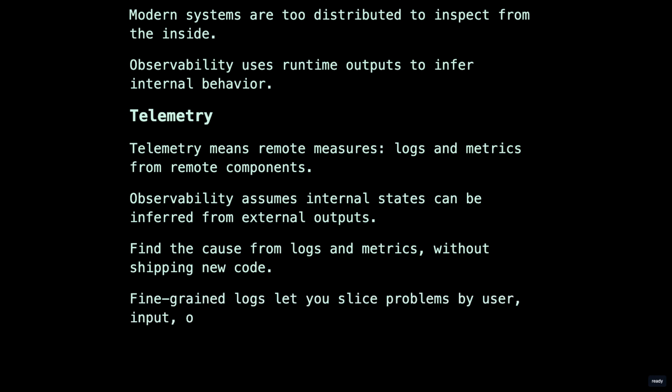Aggregated metrics tell you that performance changed, but finer-grained telemetry tells you where and for whom it changed. That makes it possible to ask targeted questions about subgroups, outliers, and even intermediate values flowing through the system.